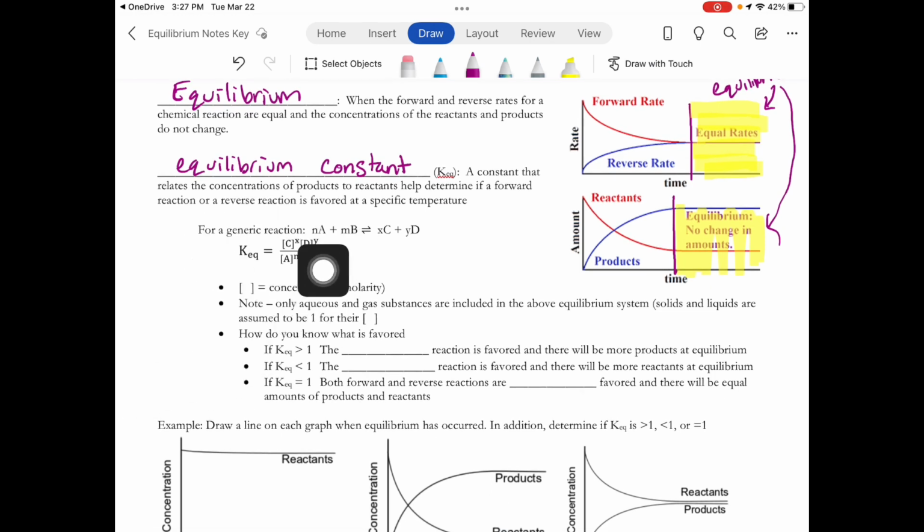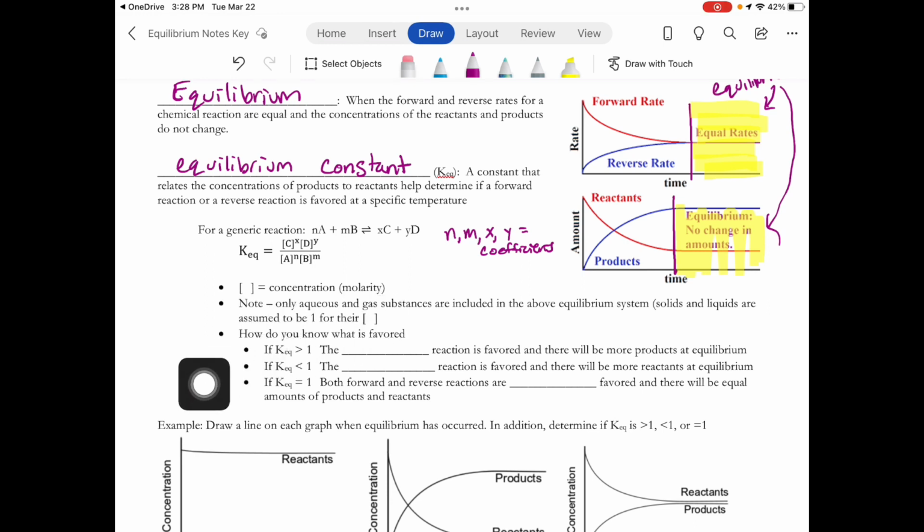So for the general equation, A and B are your reactants, C and D are your products, and N, M, X, and Y are your coefficients. You're going to take the concentration of C and put it to the power of its coefficient, times the concentration of D to the power of its coefficient, divide by the concentration of A to the power of its coefficient, and by the concentration of B to the power of its coefficient. The brackets mean concentration, molarity.